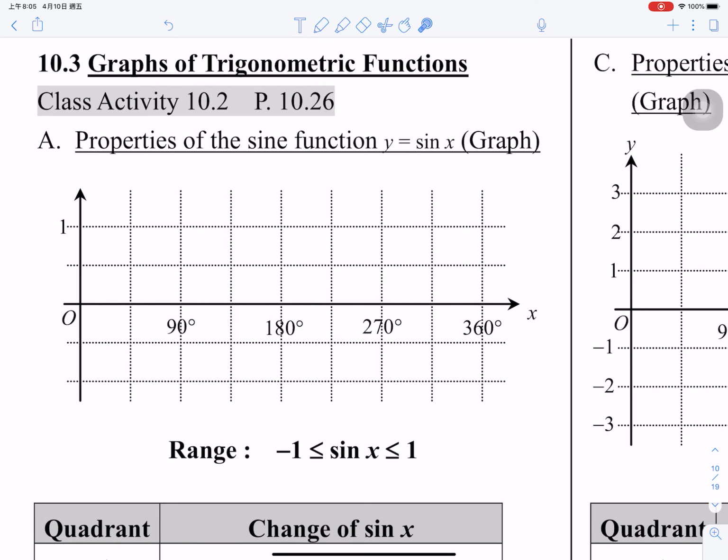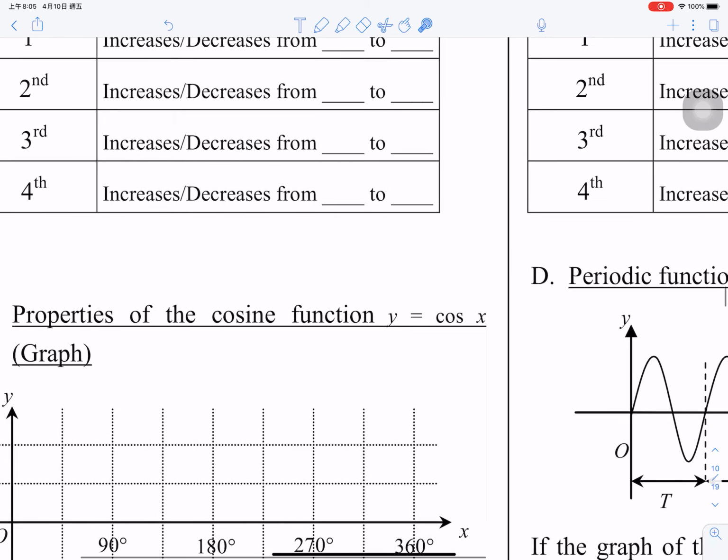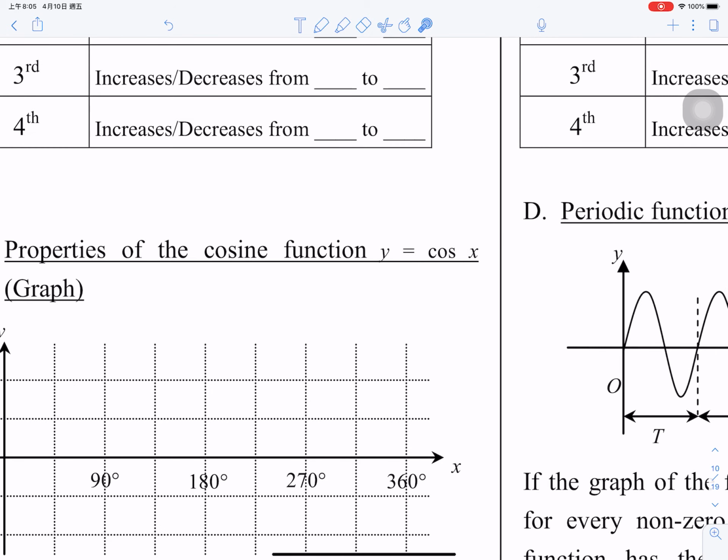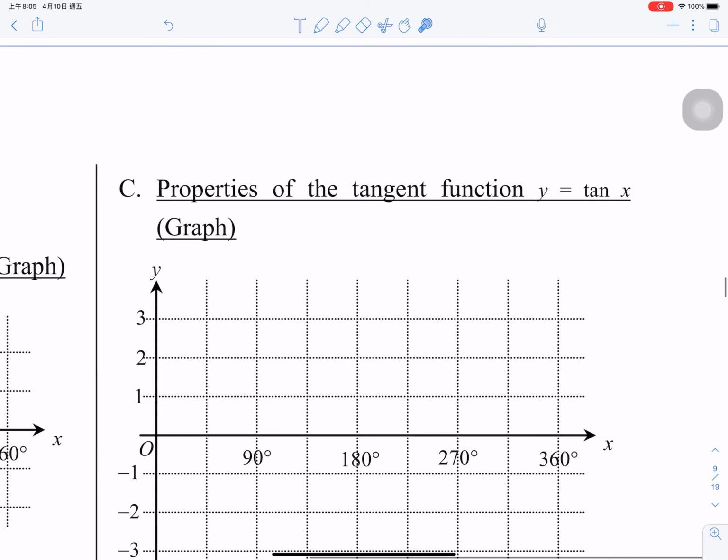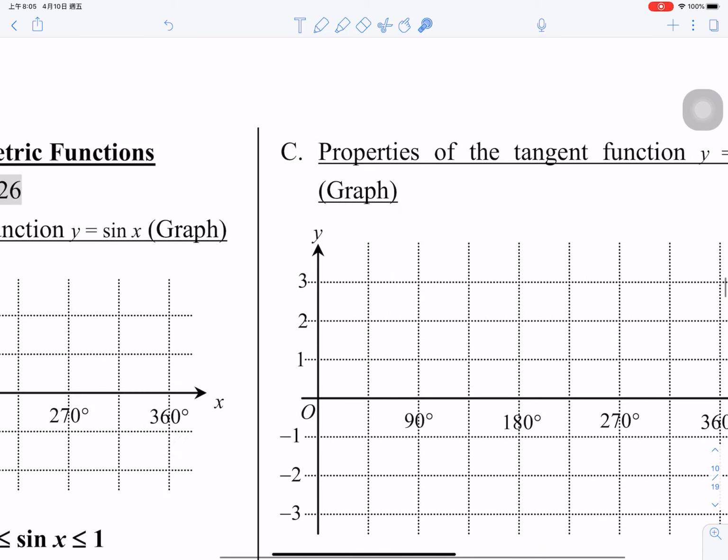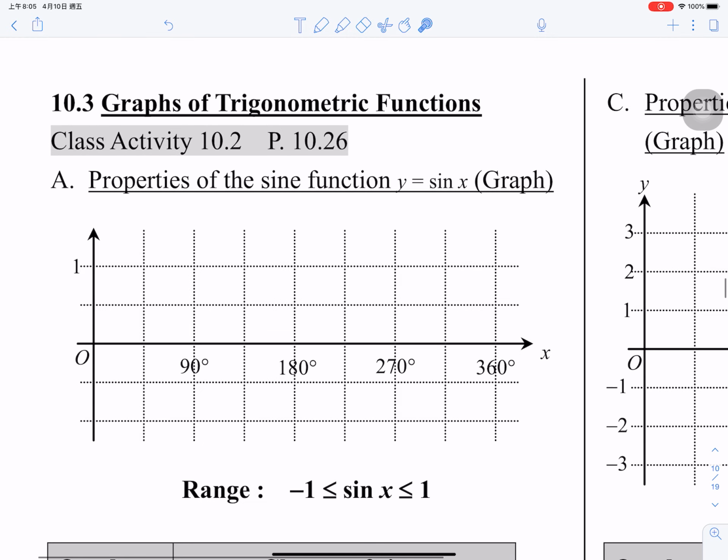10.3 Graphs of Trigonometric Functions. In this section, we'll talk about the graphs of these three functions: y equal to sine x, y equal to cosine x, and y equal to tangent x. We'll do cosine and tangent later. And now we'll have a look at sine.